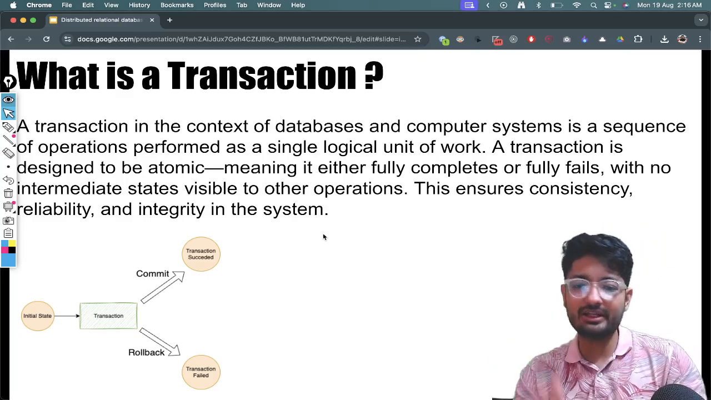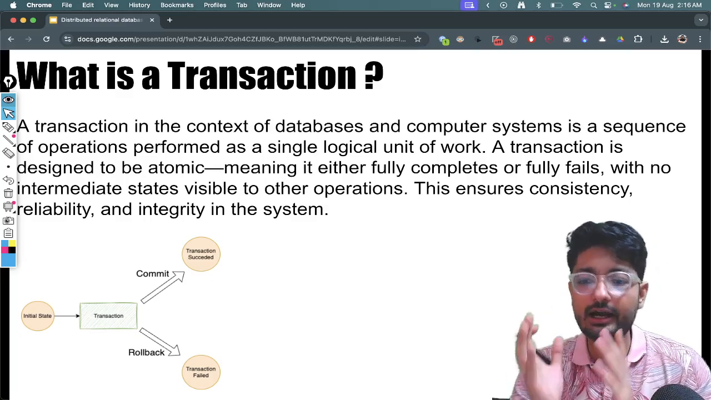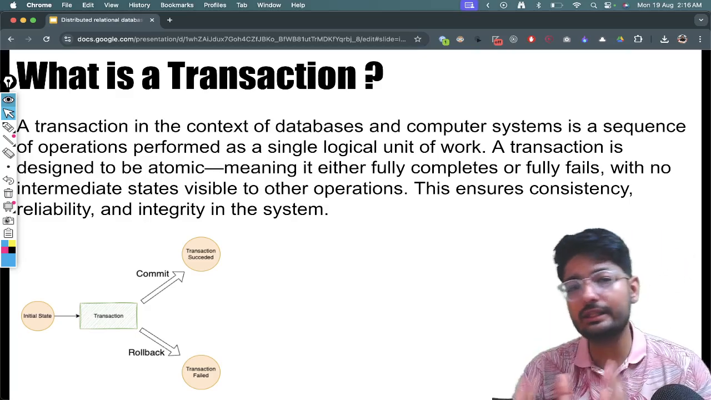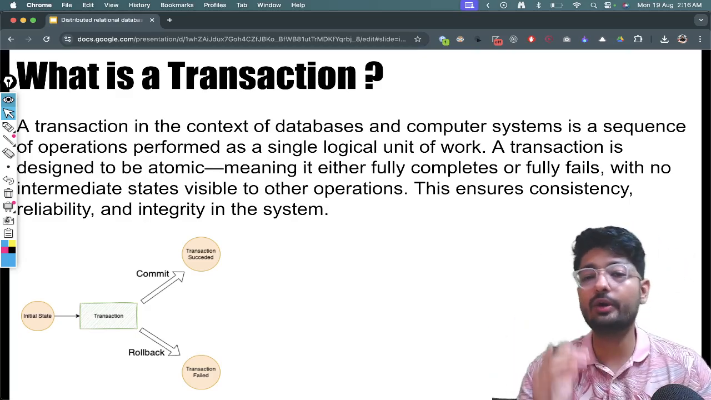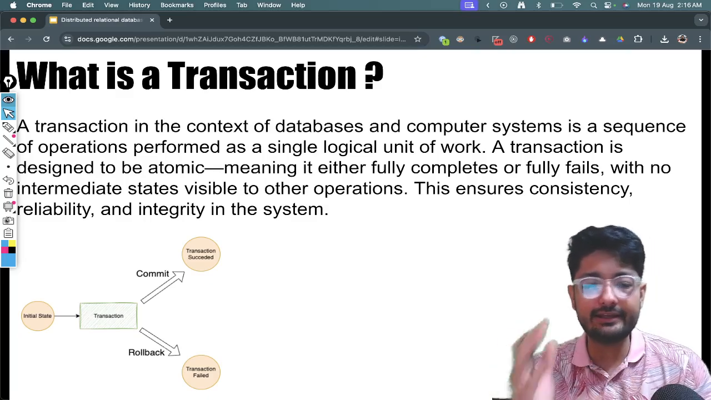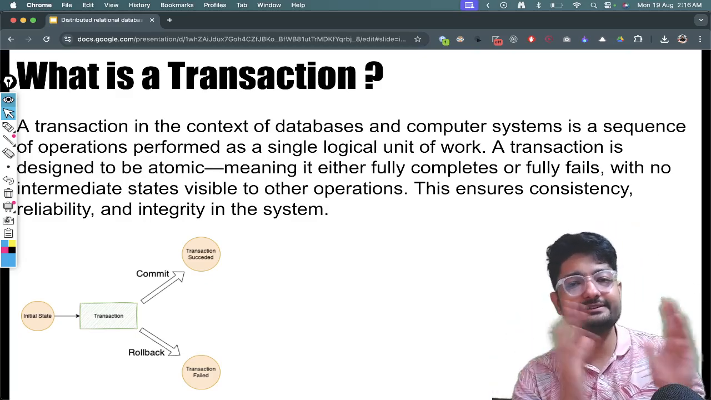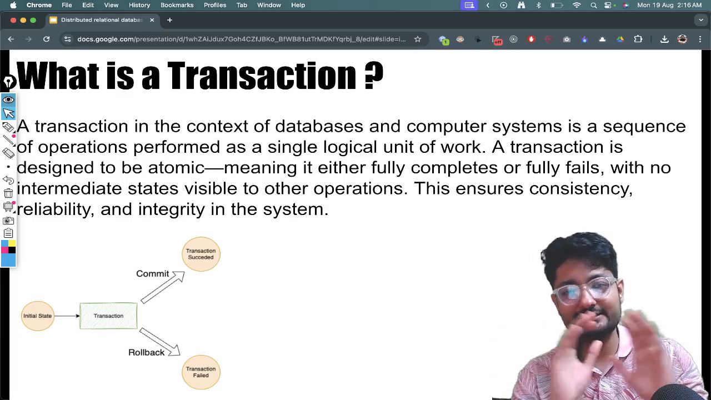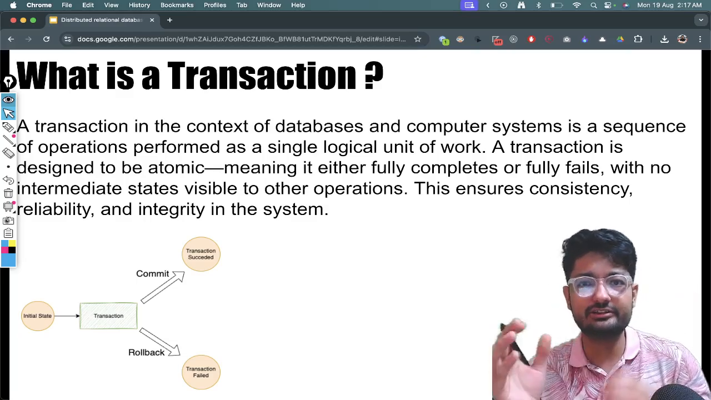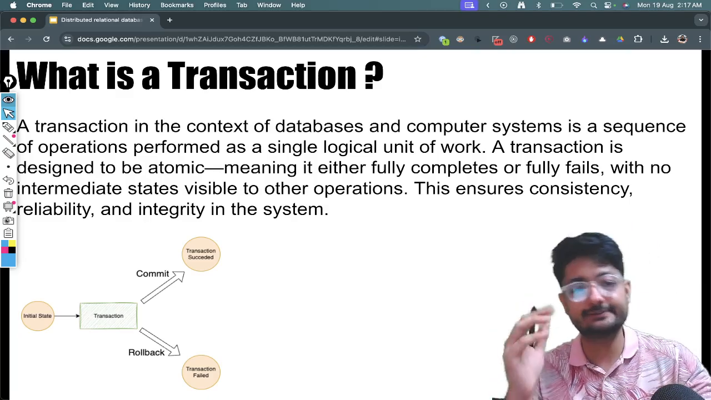A transaction in the context of databases and computer systems is a sequence of operations performed as a single logical unit of work. A transaction is designed to be atomic. Atomic means it has to be either fully completed or fully fail. There is no intermediate state in a transaction. This ensures consistency, reliability, and integrity in the system. We'll talk about these terms later in this video, but it ensures the data is consistent and reliable, that I'm assured the data is fine, and the system is integrated, so whatever is expected should be present here. So there is no discrepancy in the system. That's the complete logic of the definition of a transaction.